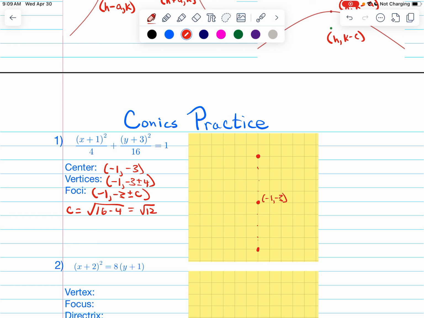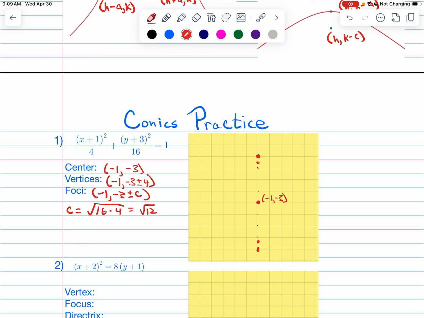Which is between, the square root of 16 is 4, the square root of 9 is 3, so it's somewhere between 3 and 4. So I'm just going to estimate here. 1, 2, 3, down here somewhere. 1, 2, 3, here somewhere. Okay, so there's my foci. So that's all the components that you need.